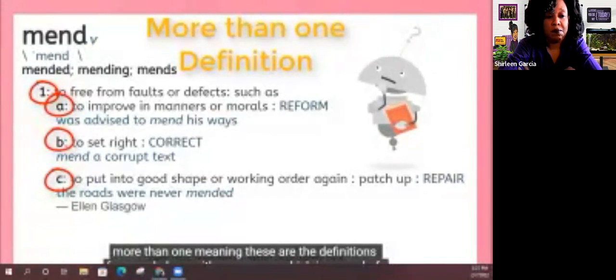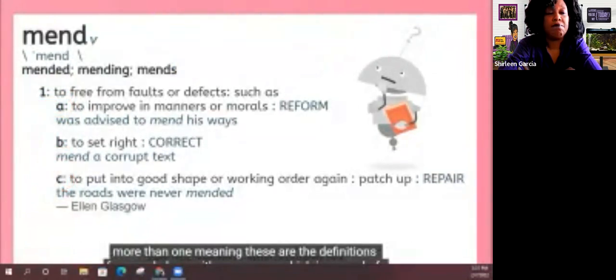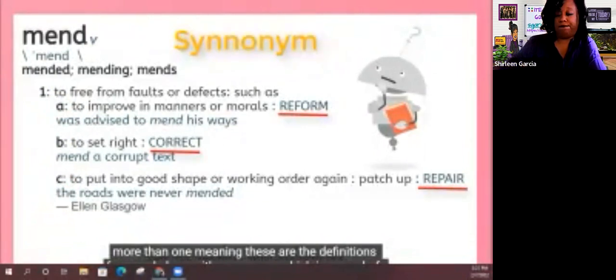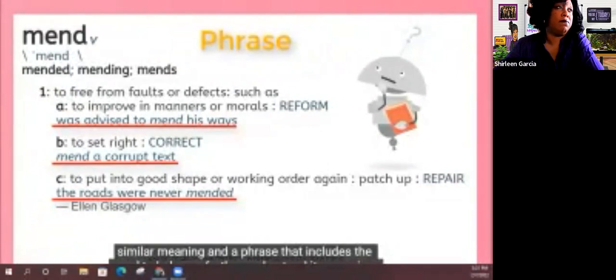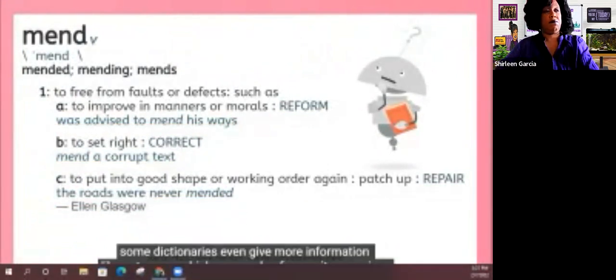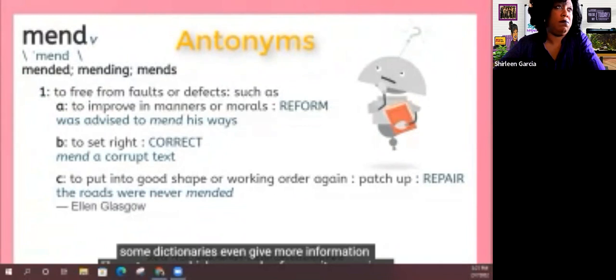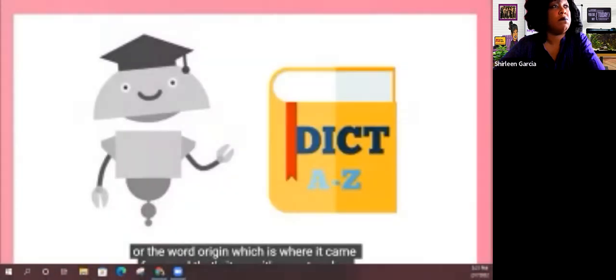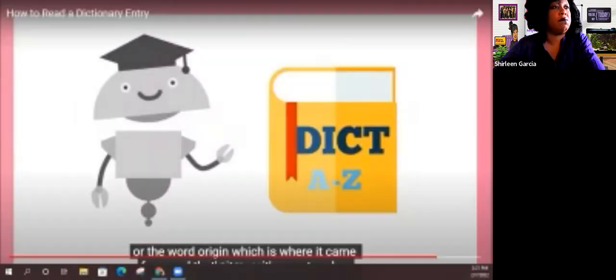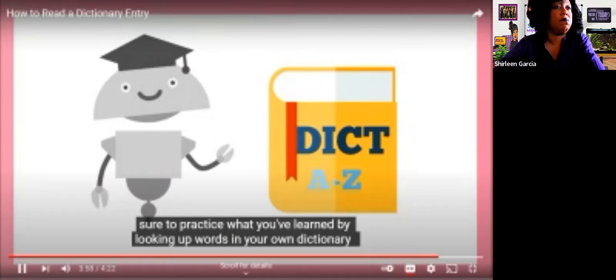These are the definitions for mend, along with a synonym, which is a word of similar meaning, and a phrase that includes the word to help you further understand its meaning. Some dictionaries even give more information, like antonyms, which are words of opposite meaning, or the word origin, which is where it came from. And that's it. Now it's your turn. Be sure to practice what you've learned by looking.